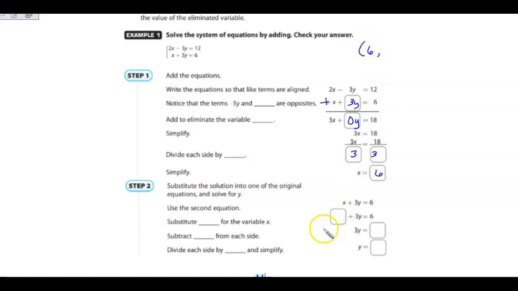Then I substitute that x in for either one of them, and I feel like this one here is probably the easiest one to substitute in. So I'm going to take 6 plus 3y equals 6. Take 6 minus 6, I get 0. Divide both sides by 3, and y is 0. So that means my ordered pair is x is 6 and y is 0. There's my ordered pair of 6, 0.